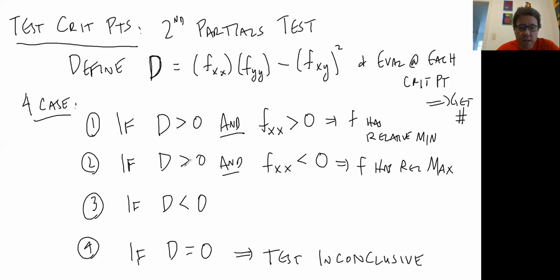If this discriminant ends up being a negative number, then f has a flat point. It's not a min and it's not a max. So it's a different kind of flat point. And this is called a saddle point.